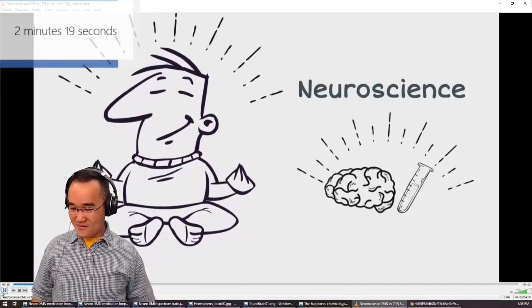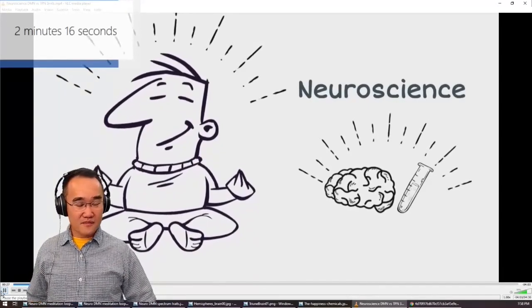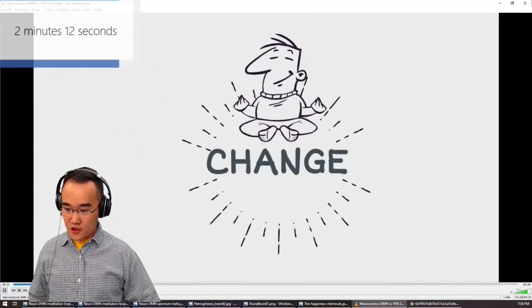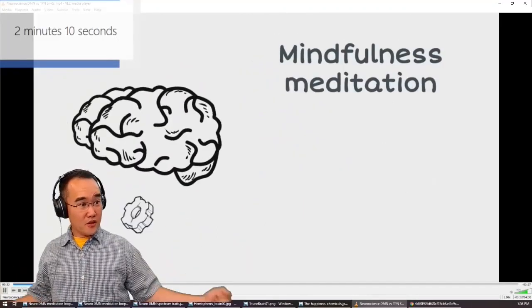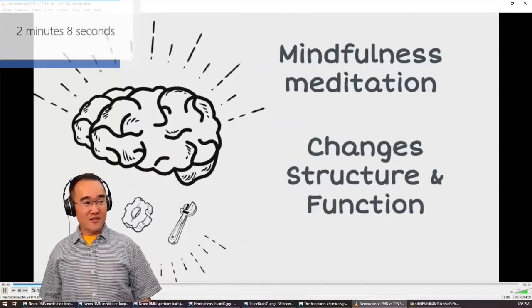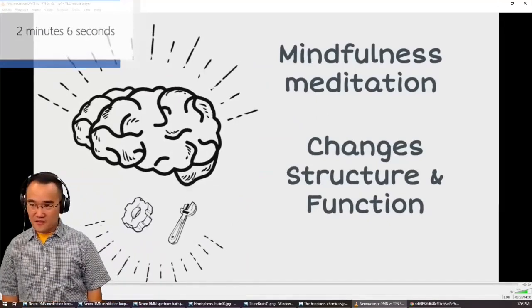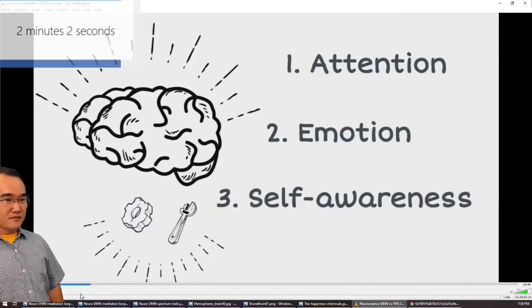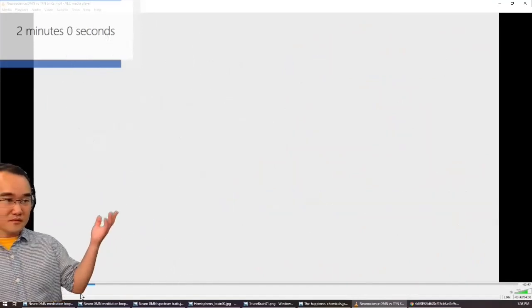On how the brain works normally, and how you can have the power to change it with mindfulness meditation. There is emerging evidence that mindfulness meditation causes changes in the structure and function of brain regions involved in the regulation of attention, emotion, and self-awareness.